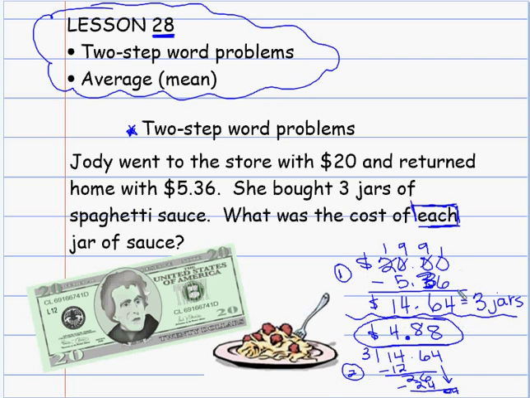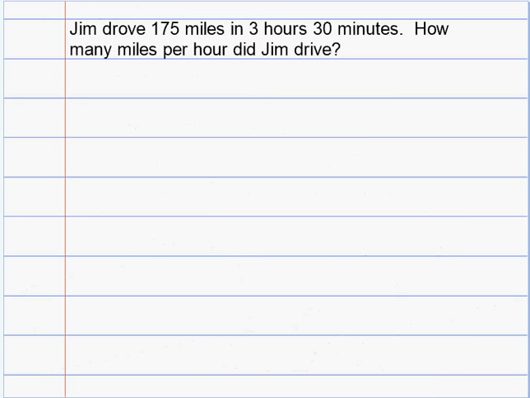So notice we did one step and then the second step. So make sure that you check that you've actually answered the problem. If you end up with $14.64, that's the first step answer. It's 3 jars of sauce though. And since we need each jar, we need to go one more step.